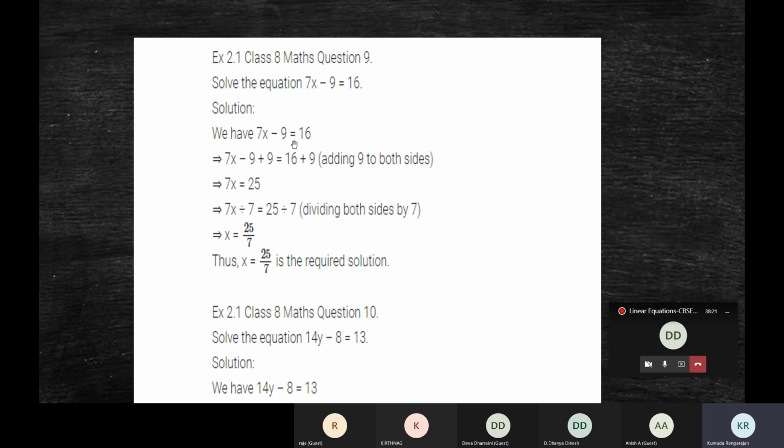We have to do two actions to get rid of 7 and minus 9 on the left-hand side. One is we need to take away minus 9 by adding 9 to both the sides. Next, in 7x, where 7 and x are in multiplication form, we need to divide by 7 on both the sides to get rid of 7. So let's perform the actions one by one. One of you tell me this.